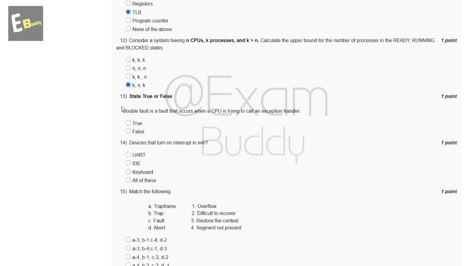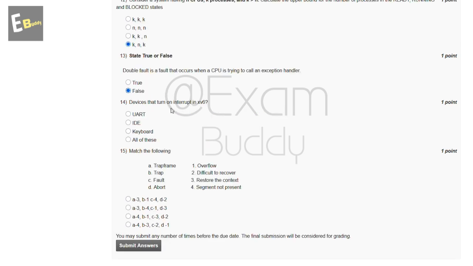Now the 13th question is: state true or false. A double fault is a fault that occurs when a CPU is trying to call an exception handler. So these are the options, true and false. So the answer of our 13th question is false. Now the 14th question is: the devices that turn on interrupt in XV6. So these are the options: UART, IDE, keyboard, all of these. So the answer of our 14th question is D, all of these.